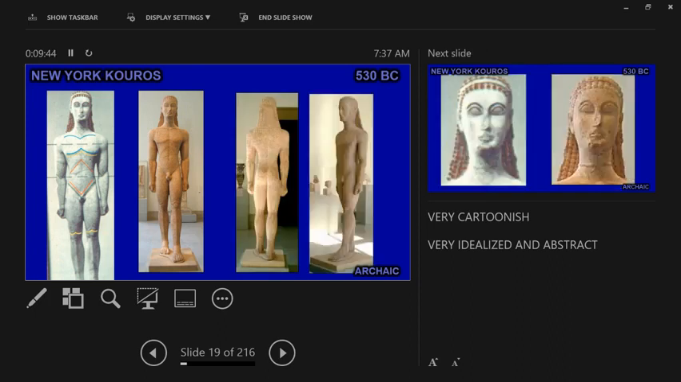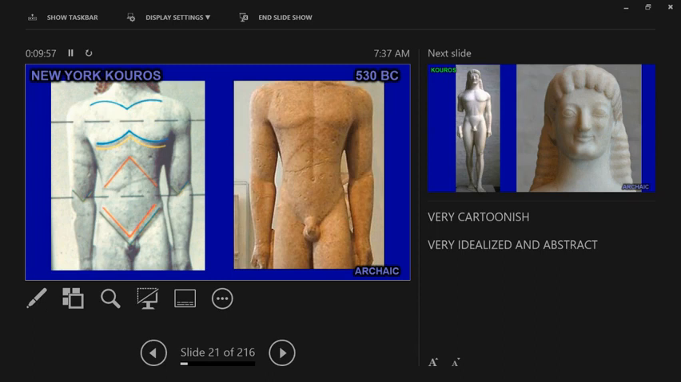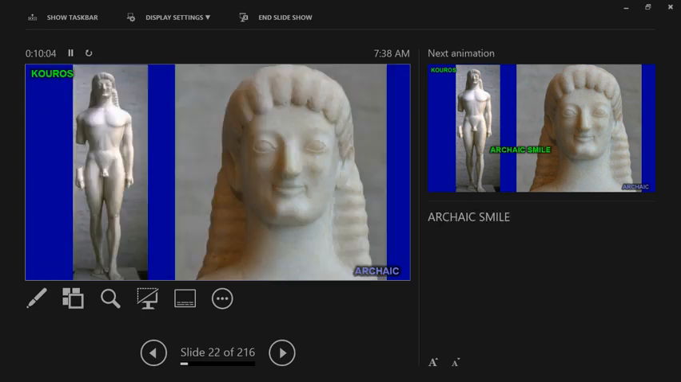Here's the backside, and we get a three-quarter view. And we look up close at the hair. Here we can see the idealized or the cartoonish hair. It does not look like hair at all. The cartoonish torso. And with other KOUROS, he had this weird hair as well, this cartoonish hair. But I want to point out his face. What expression does he have on his face?